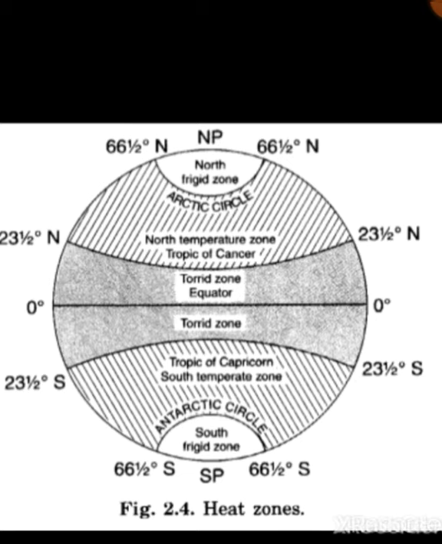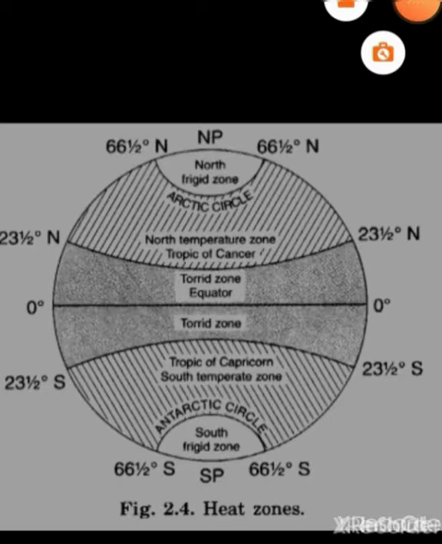Now we talk about the frigid zone, beyond the Arctic Circle in the north and the Antarctic Circle in the south. The sun never rises much above the horizon, right? So this zone is called the frigid zone, and the frigid zone is the coldest region of the earth, right? So these two zones are the north frigid and south frigid zone, right?